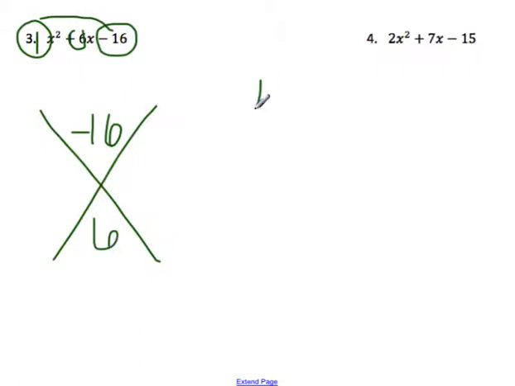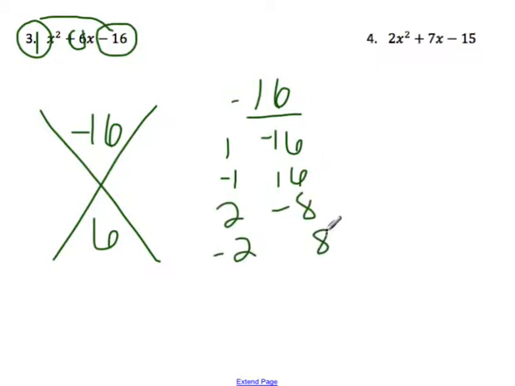So let's write out the things that multiply to 16. Well, we have 1 and 16. Now, since it's a negative, 1 is going to be negative and 16 positive, and then I have 2 and negative 8. So if you can see this without writing out the factors, that's fine. But sometimes writing out the factors helps a little bit. So I see that negative 2 and 8 are going to give me the 6 that I want.